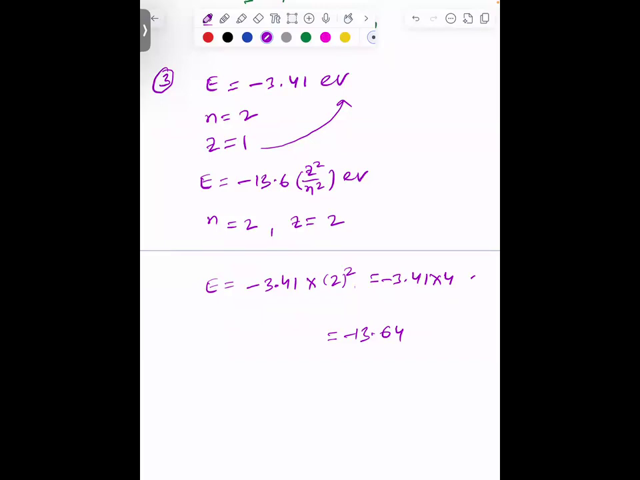Write down quickly. Then we will move to the next question, that is question number 4.